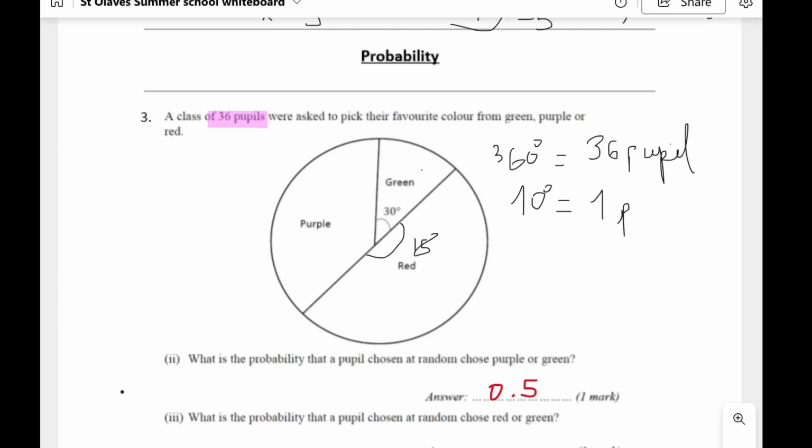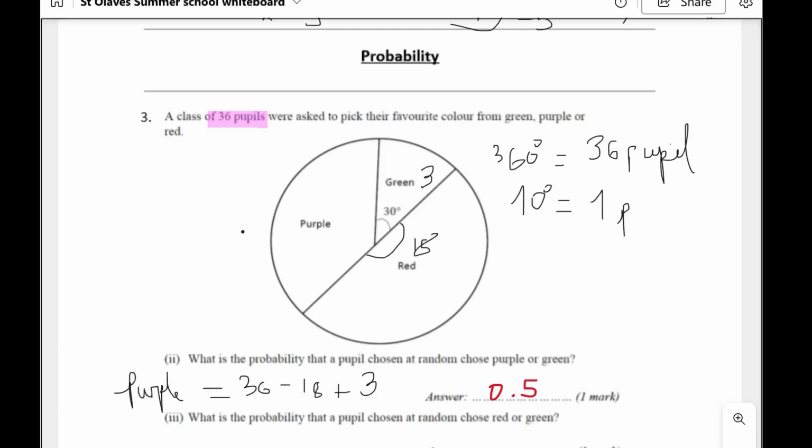So purple must mean that this is equal to 36 minus 18 plus 3. So adding these together, so in total 18 plus 3, which gives you 15.